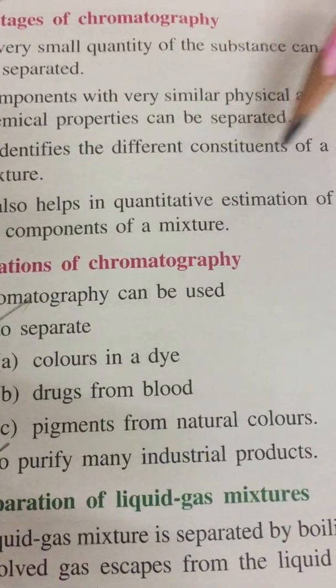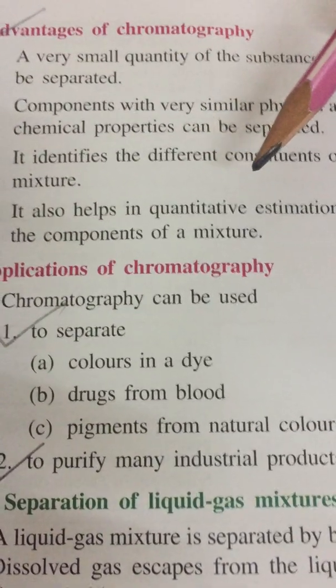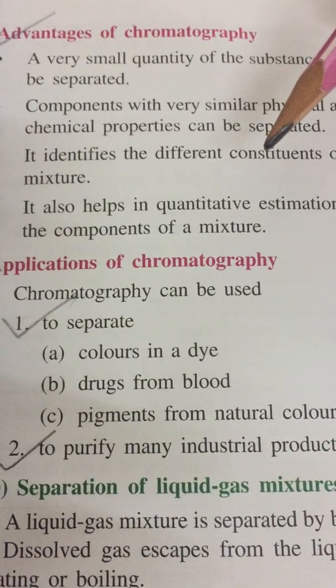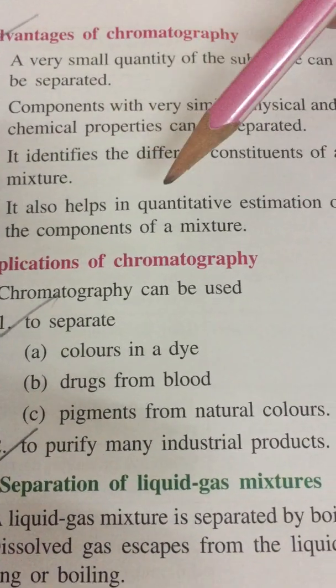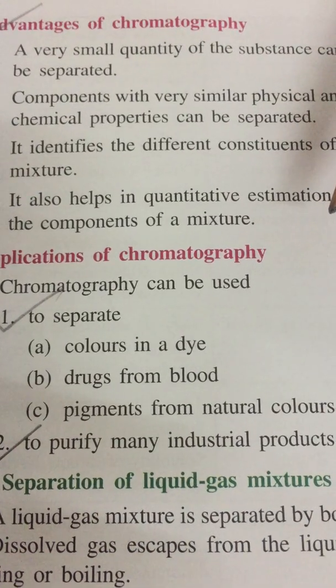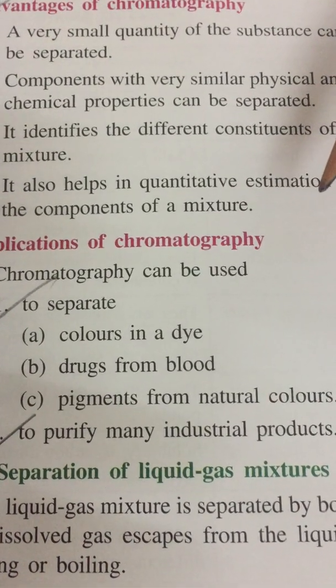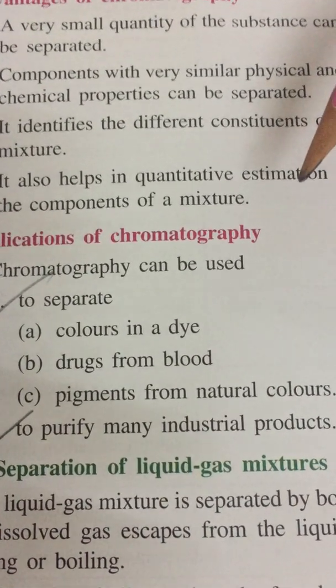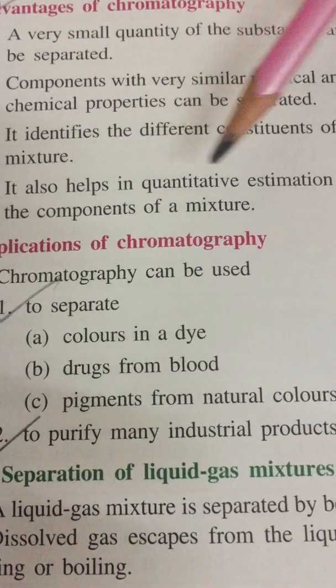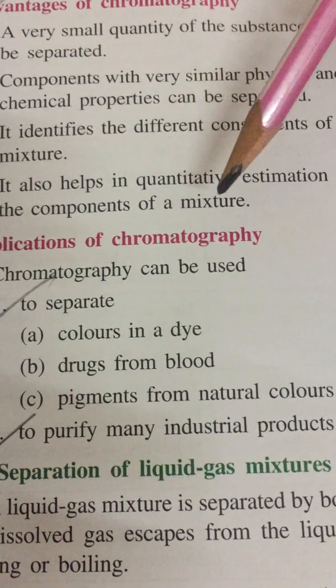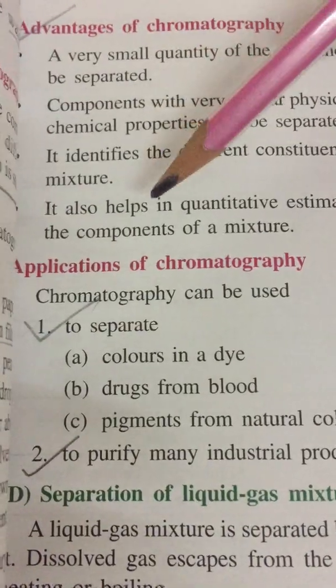It helps to identify the different constituents of a mixture. You can make out what all dyes are making that ink. And it also helps in quantitative estimation. That means you can also tell how much of which dye. From the size of the dot, you will come to know how much of which dye is present in the ink. So these are the advantages.